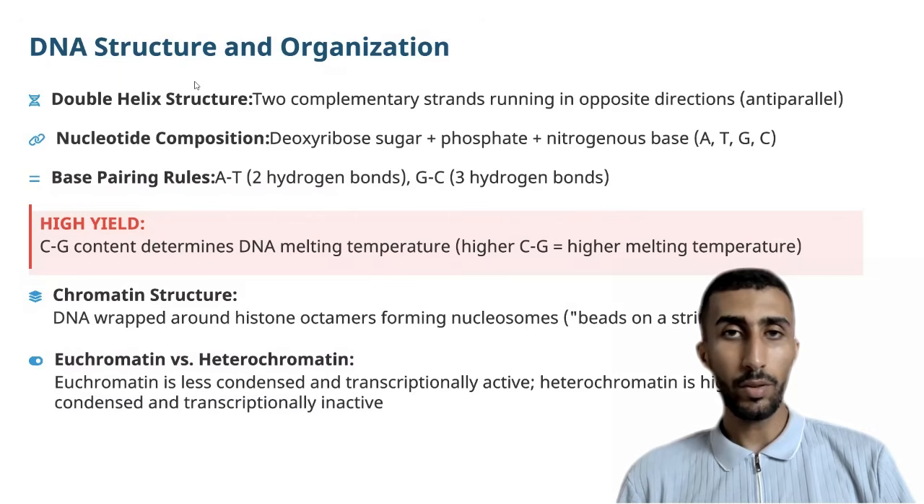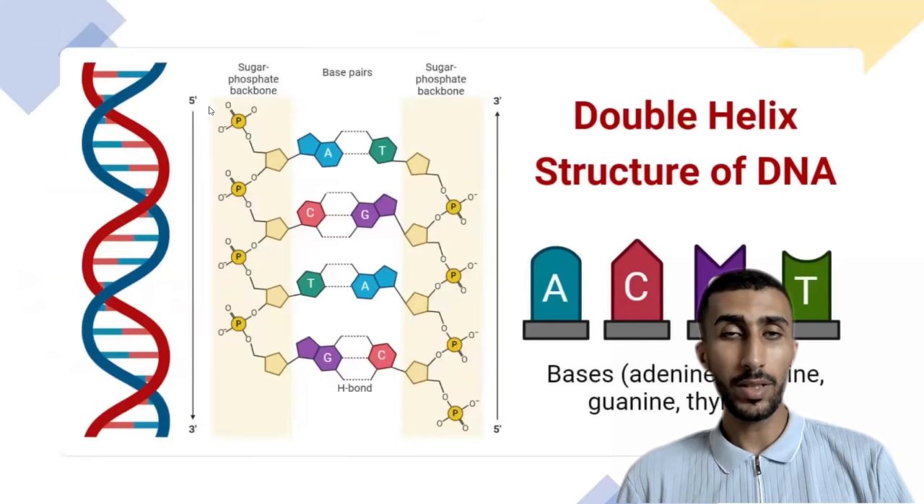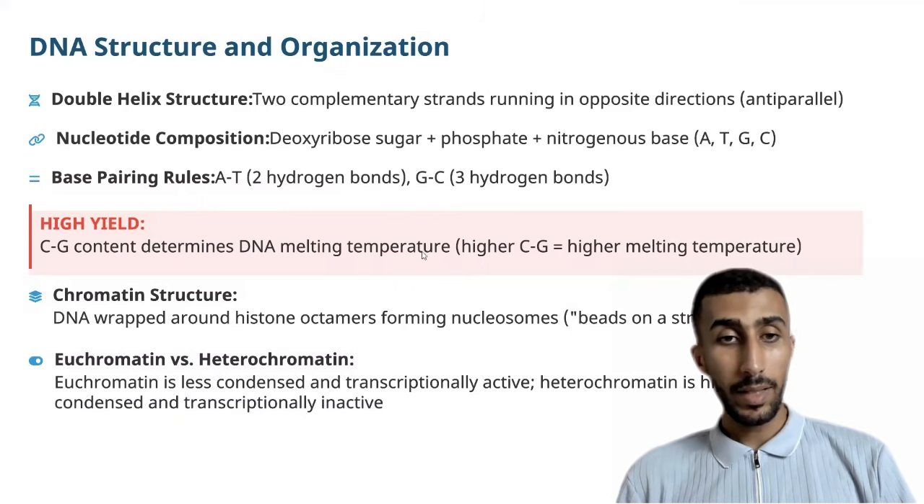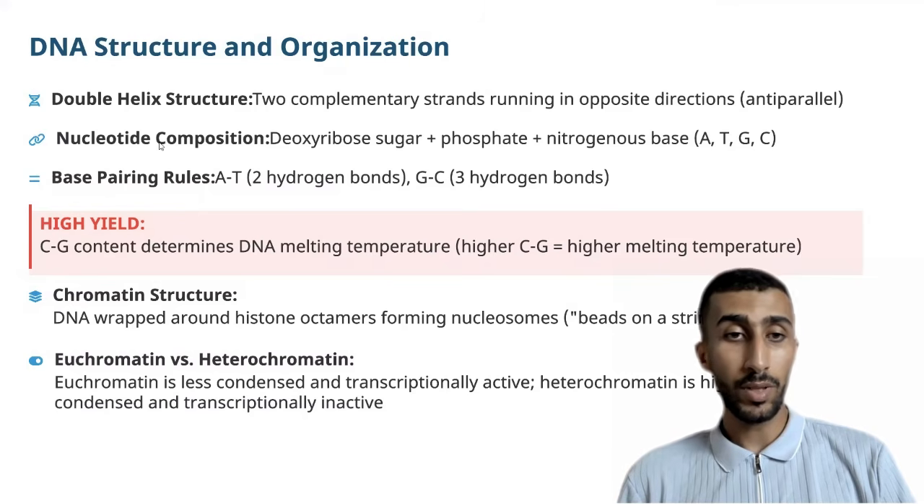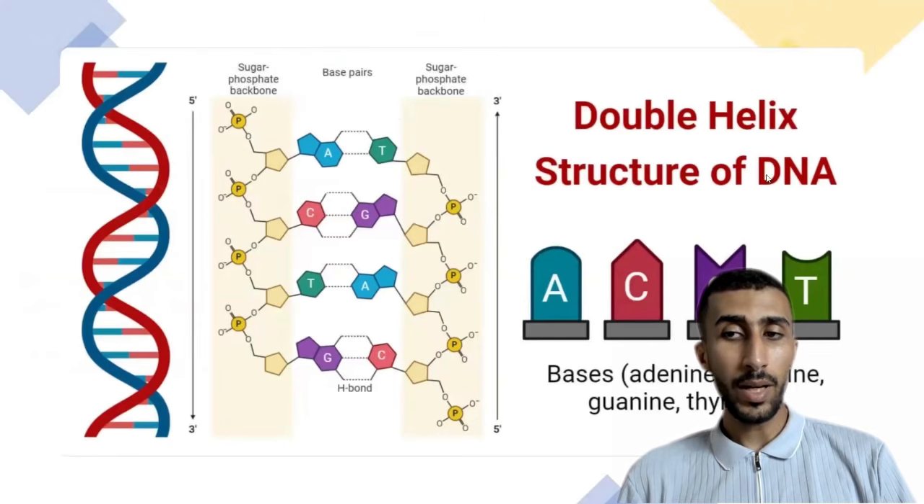The DNA structure and organization. The DNA has a double helix structure. So this means it has two complementary strands. One is running from 5' to 3', and the complementary strand runs in the opposite direction, from 3' to 5'. Next, there are nucleotides that form the DNA. The nucleotides are composed of deoxyribose sugar, a phosphate group, and one of the nitrogenous bases, either A, T, G, or C. So adenine, cytosine, guanine, and thymine.